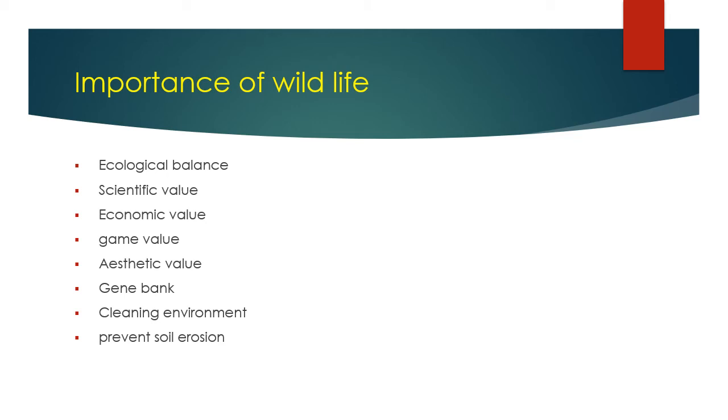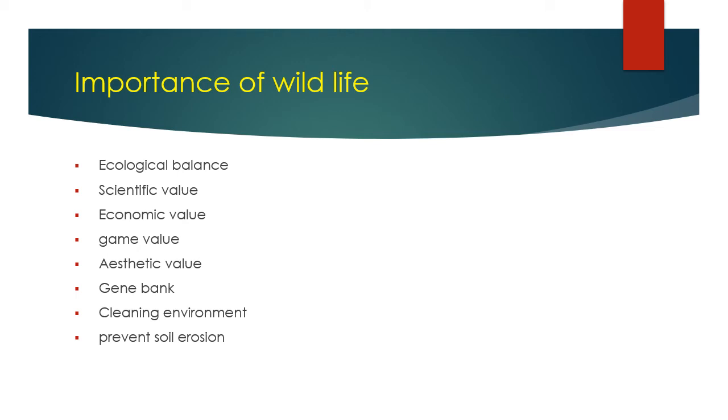First one is the ecological balance. Every species of living being plays an important role in maintaining ecological balance, because each and every animal and plant is part of some food chain, and if certain species are lost, several others are affected. So it provides a good ecological balance. Every species and every plant plays an important role in a food chain. So wildlife also has great importance in maintaining the ecological balance.